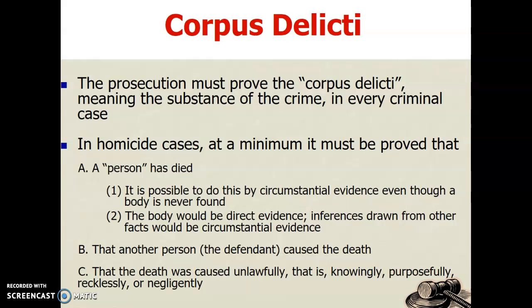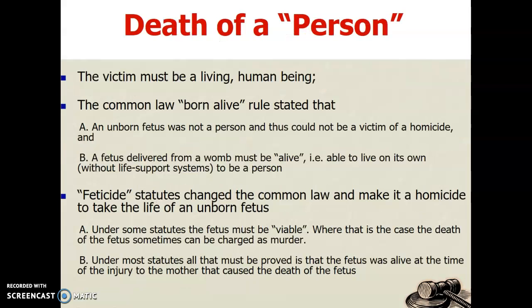crime has occurred here. It is possible to do criminal cases and criminal homicides with circumstantial evidence. However, it's more difficult and it's not super common. You would really need a very strong witness. You need very strong confessions. But typically, and in most cases, how do we know a person has died? Well, because we found their body. So we have to prove A, a person has died, B, that another person caused that death, that it's not just a natural death, and C, that the death was caused unlawfully, that is, knowingly, purposely, recklessly, or negligently.